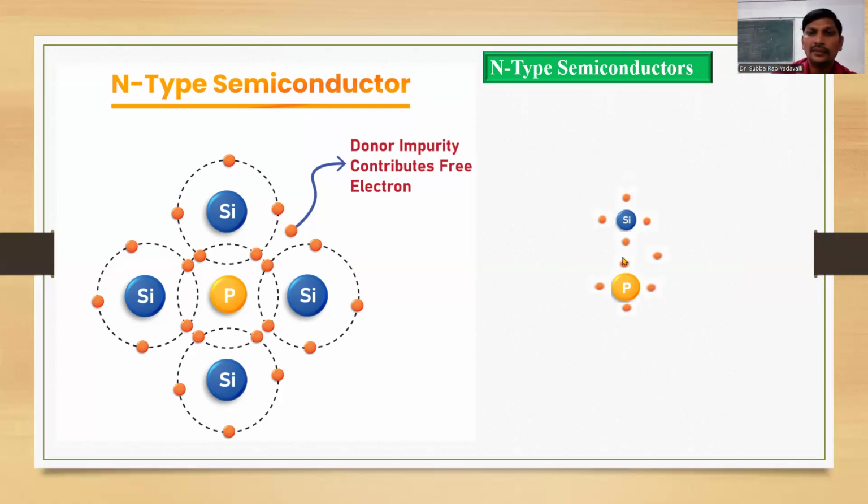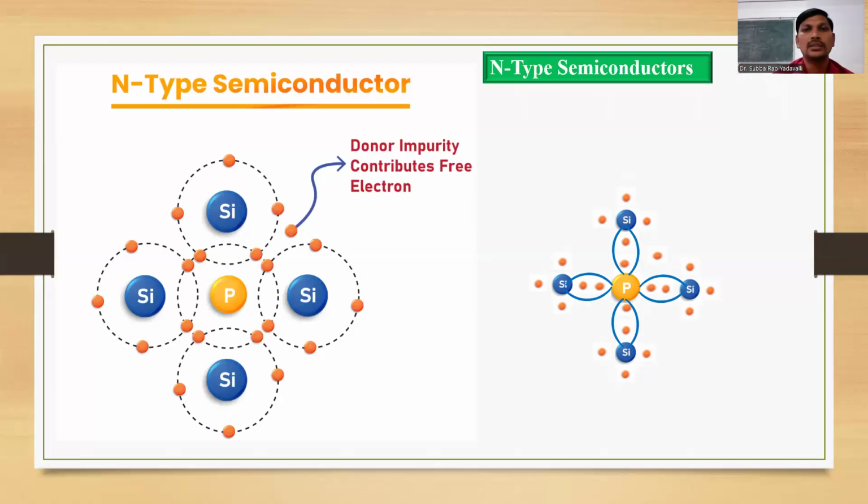Here this is the phosphorus atom and this is the silicon atom. This silicon atom forms a covalent bond with the phosphorus, another silicon forms a covalent bond with the phosphorus, and the third and fourth silicon atoms also form covalent bonds. This is the way the phosphorus shares 4 electrons with the 4 other silicon atoms. The 4 silicon atoms contribute 1 electron each and pair with the phosphorus unpaired electrons.